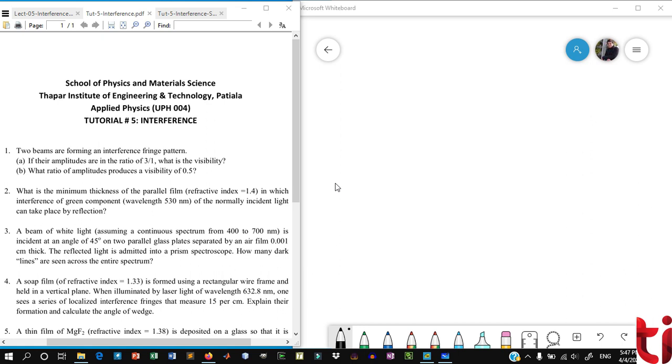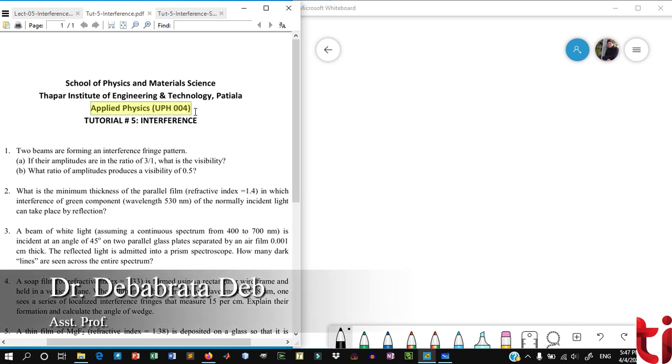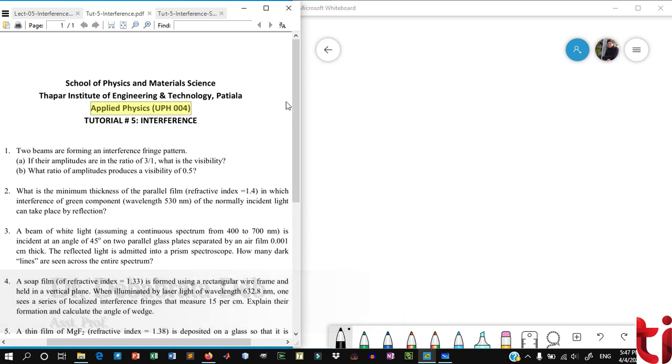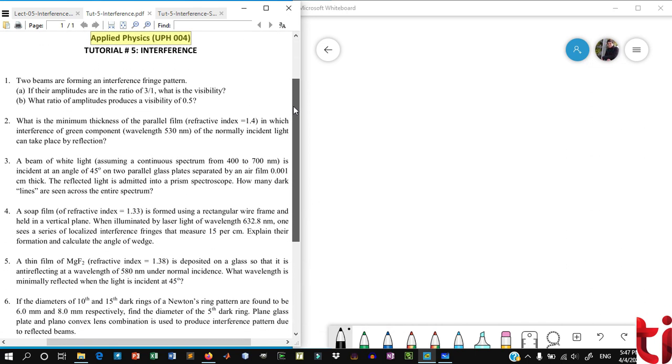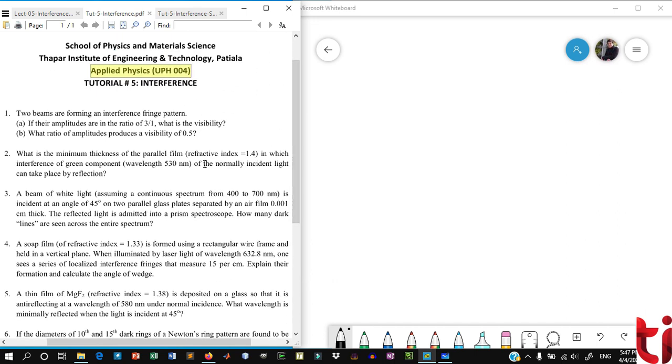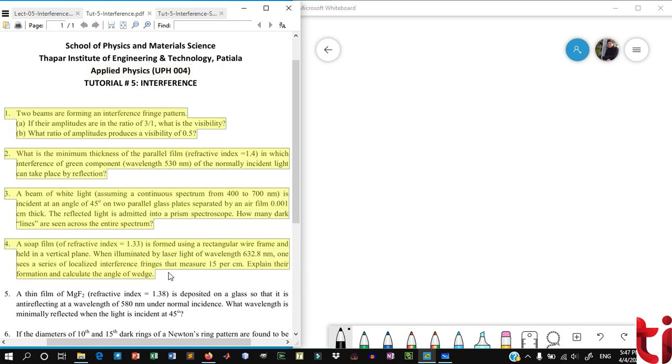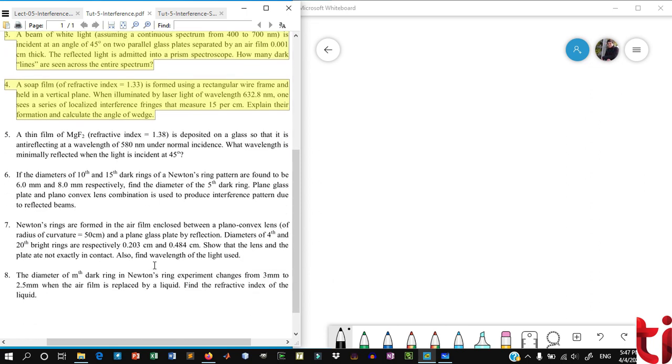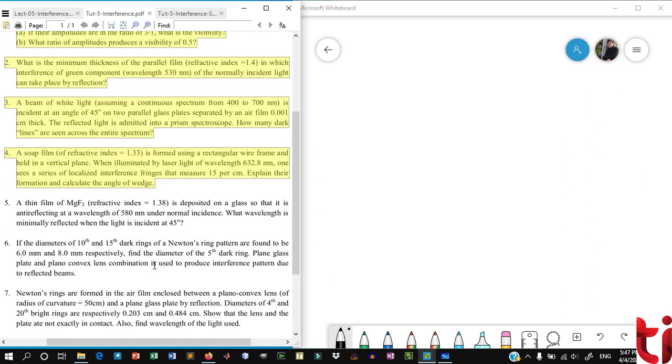Welcome to the lecture session for the tutorial 5 interference of the course Applied Physics UPH004. We have this tutorial sheet, and in this tutorial sheet there are 8 problems. I'll divide this lecture into 2 parts for this tutorial. In the first part we will solve the first 4 problems. In the second part we will solve the next 4 problems.